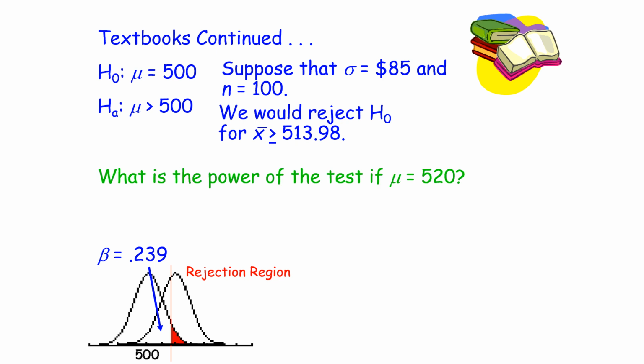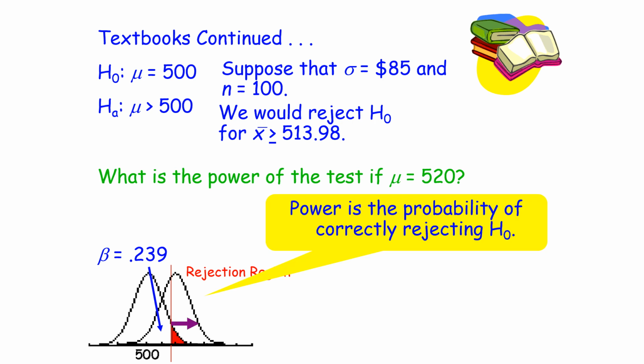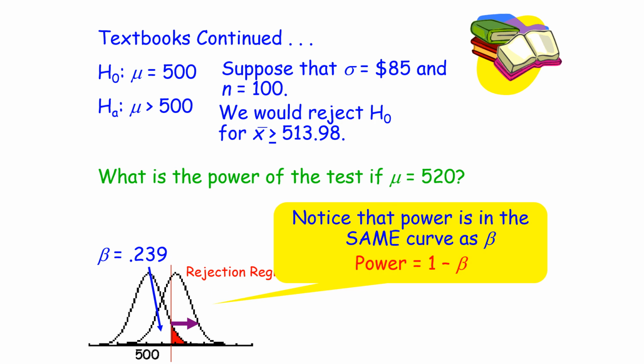So what is the power of the test if our mu equals 520? Well, the power is the probability of correctly rejecting our null hypothesis. Notice that the power is the rest of the curve from beta. So power equals 1 minus beta.